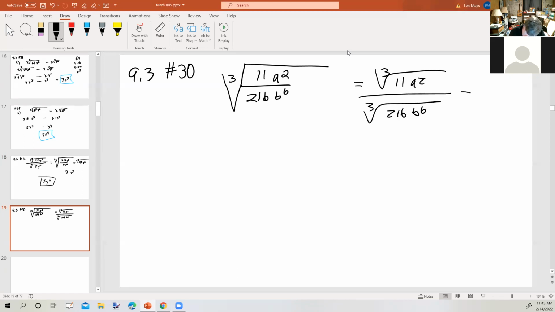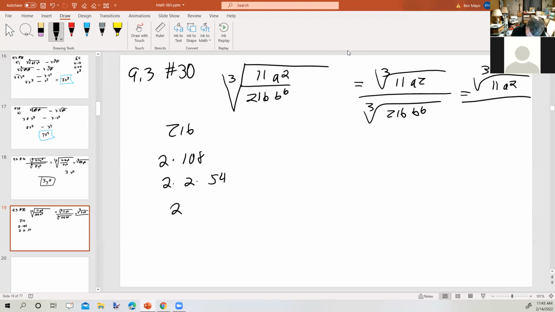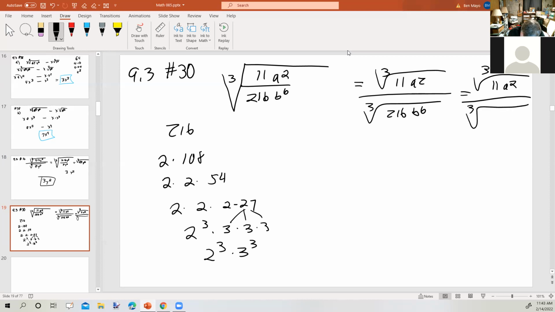Well, I can't do anything with the cube root of 11 or the cube root of a squared. However, 216 is 2 times 108, is 2 times 2 times 54, 2 times 2 times 2 times 27. So it's 2 cubed times 3 times 3 times 3 for 27. So 2 cubed, 3 cubed, okay? So the cube root of 2 cubed times 3 cubed times b to the 6th.